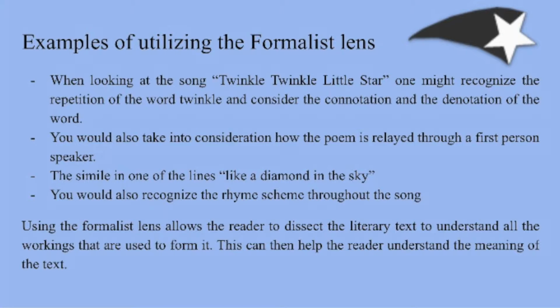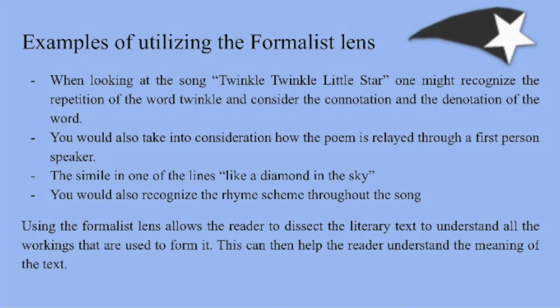So here we have an example of utilizing the formalist lens. When looking at the song Twinkle Twinkle Little Star, we might recognize the repetition of the word twinkle. In this, we can consider the connotation and denotation of the word. Connotation referring to what the author is trying to imply through the use of the word, and denotation meaning the basic meaning of the word without any implications.